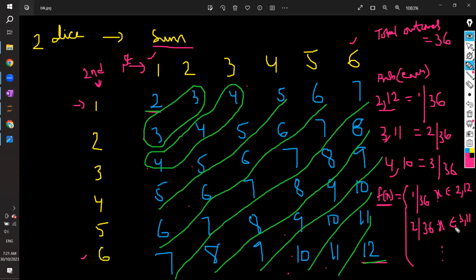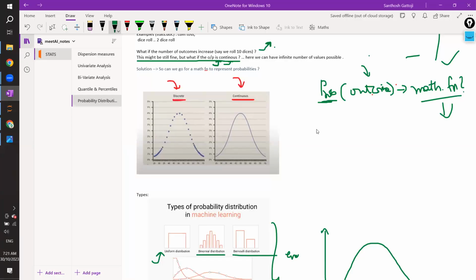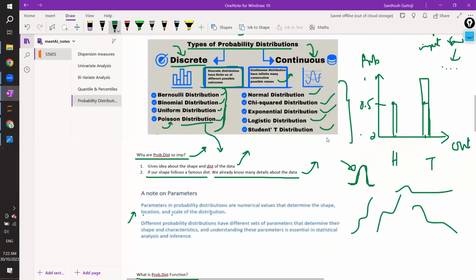So if the sum is 3, you will have the probability 2 by 36. Directly by looking at this chart, you can tell what the probability is. So that is a way how you can come up with a probability function. A probability function is a mathematical function which will give you the probabilities. That is a simple example. But now what about the continuous variable, or what about some other discrete variables? Now we'll try to understand that.